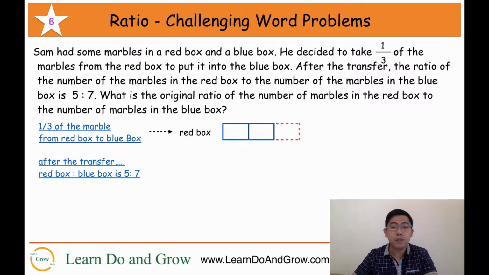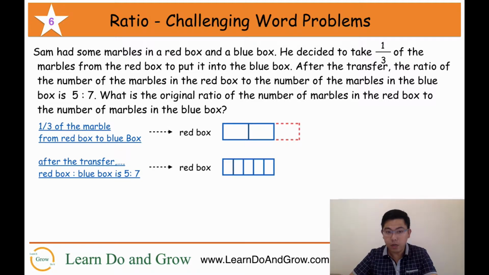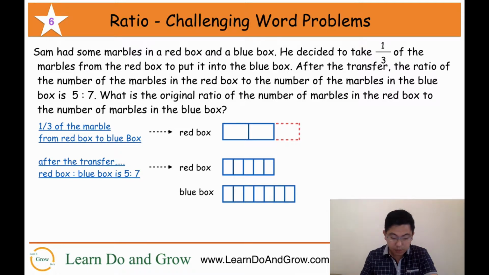After the transfer, the ratio of the red box to the blue box is 5 to 7. So we draw something like that. Red box 5, blue box 7. If you notice, 1 unit over here is not equal to 1 unit over here. So in this case, I consider this as case 1 and this as case 2.